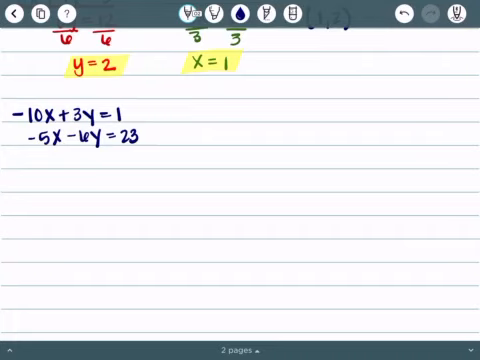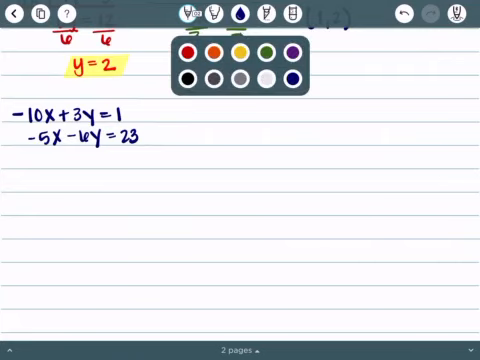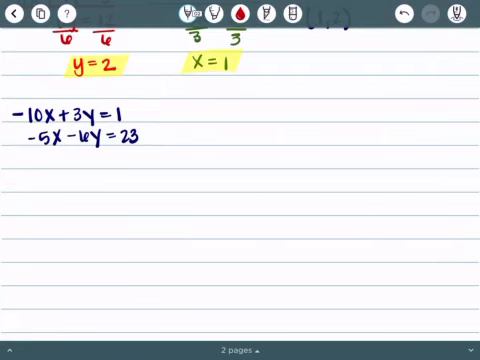Okay, so if I look at my x's and I look at my y's, none of them have the same coefficients. So I need to make one of them the same coefficient. However, typically, if you have one set that has opposite signs already, you should try and get that set because then you don't have to multiply by a negative. So my negative 10 and negative 5, those are the same sign. So I'm going to look at my 3y and my negative 6y. So I'm going to multiply my top equation by 2. And so I'm going to get negative 20x plus 6y equals 2.